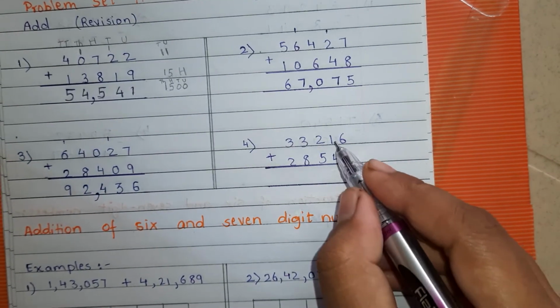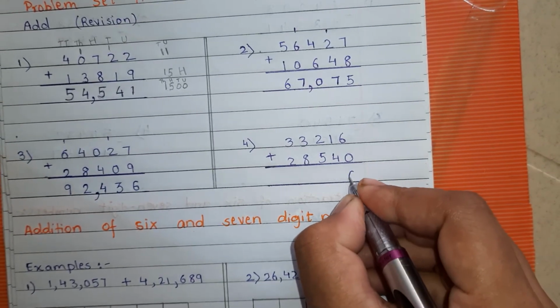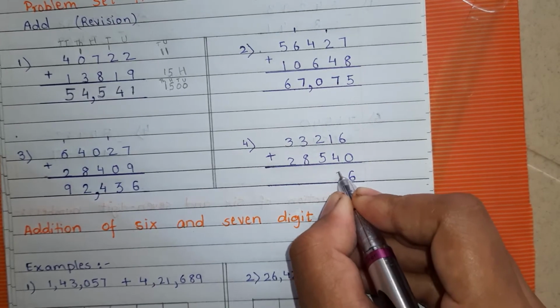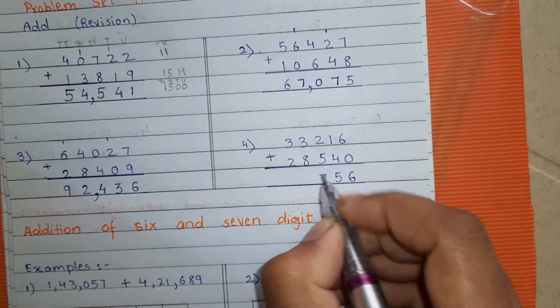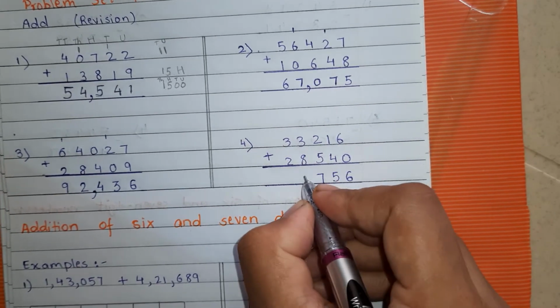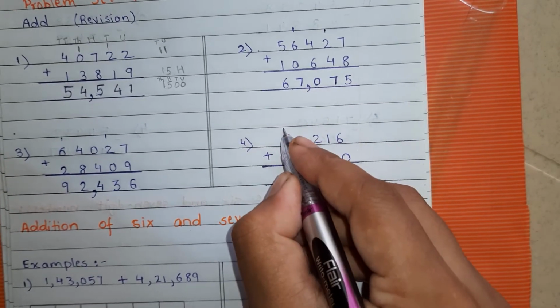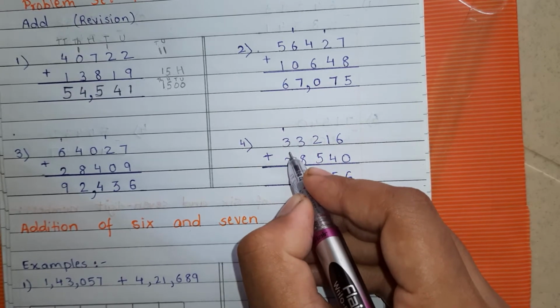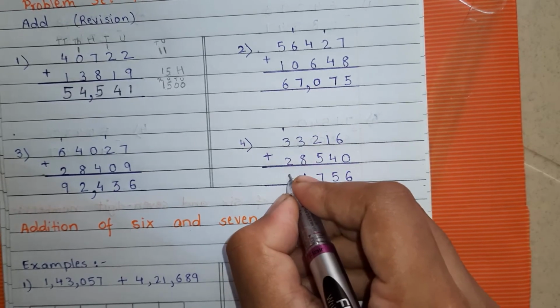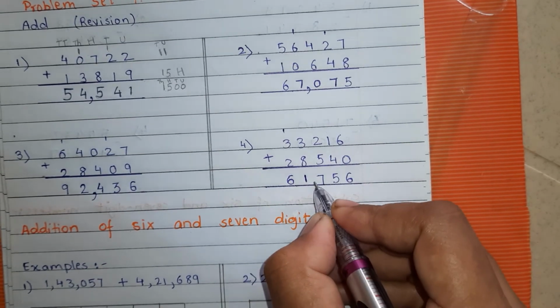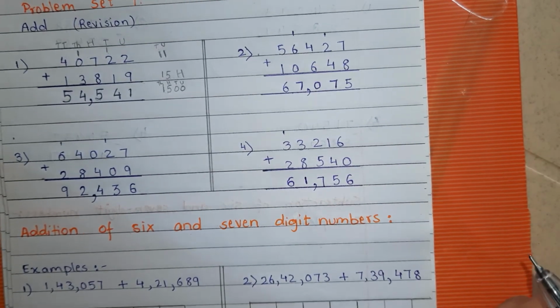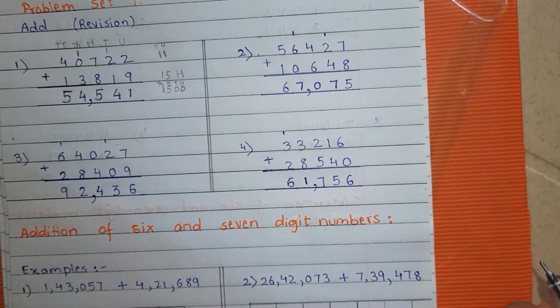Last one. 6 plus 0, 6. 1 plus 4, 5. 2 plus 5, 7. 3 plus 8, 11. 1 carry 1. 3 plus 1, 4, 5, 6. So the total is 61,756. So solve these numbers.